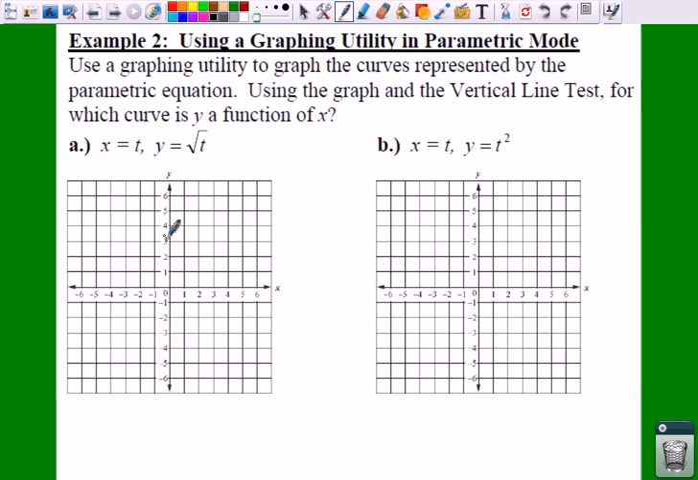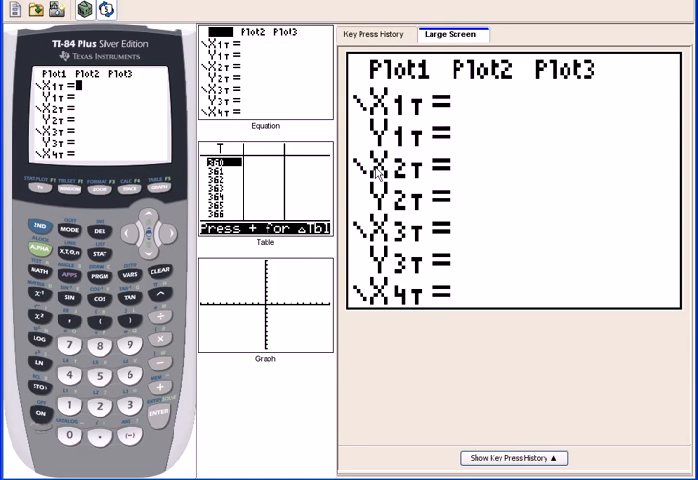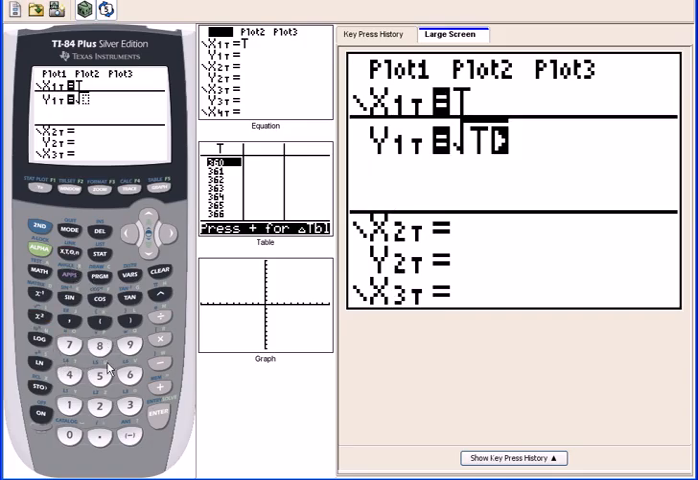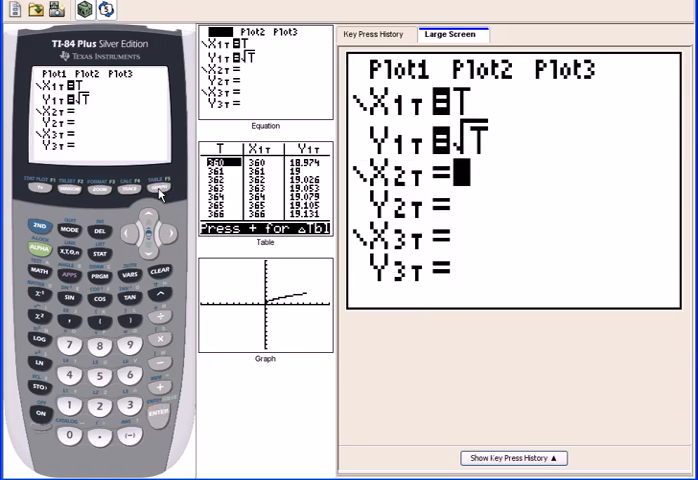So if we look at a, we're going to plug in t for x, and we're going to plug in y equals the square root of t. Now your t, notice, is right next to your green key. It's your x, t, theta, n button. You're going to hit that, and notice it doesn't give you an x anymore. Because you're in parametric mode, it gives you a t. So we go down to your y, and we need the square root of t. So we're going to say second square root t, cursor out of it, hit enter, and then let's go look at our graph.